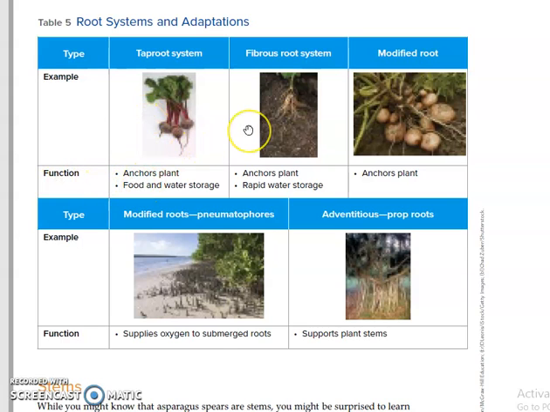Taproots and fibrous roots, which are considered the 2 major groups of roots, both provide anchor for the plant, or support. Taproots provide food and water storage. And fibrous roots, as we already said, have the ability of rapid water absorption. Okay? For the modified roots, they only anchor the plant. Regarding the pneumatophore, they supply oxygen to submerged roots. Remember, we said that they have some parts outside of water. And the last part, which is the prop roots or the adventitious root, they support the plant like all other types of roots.